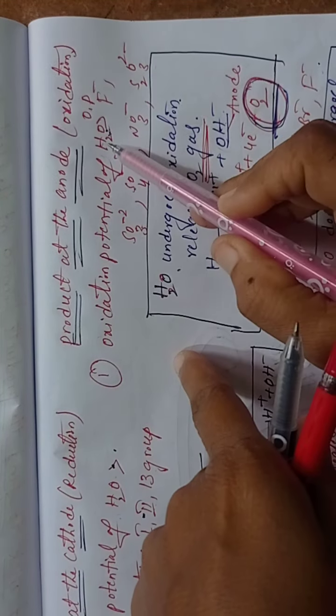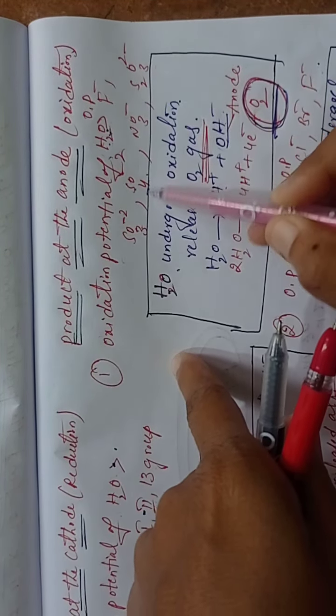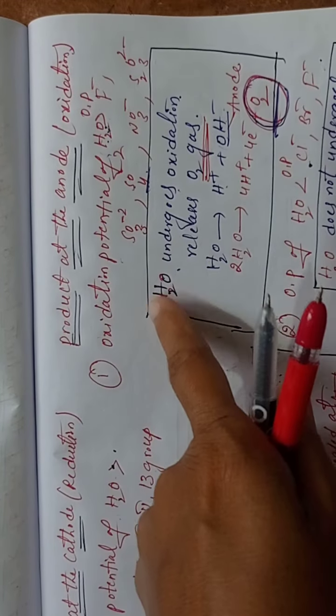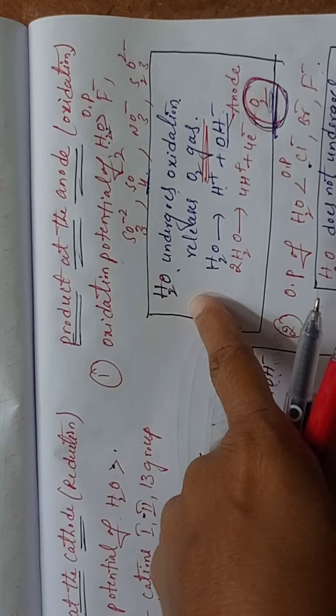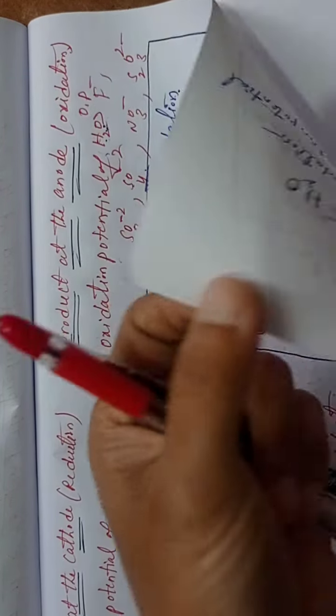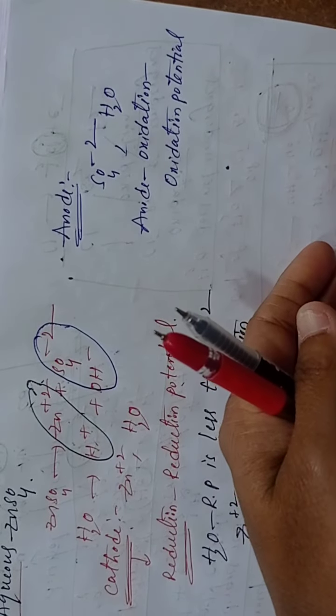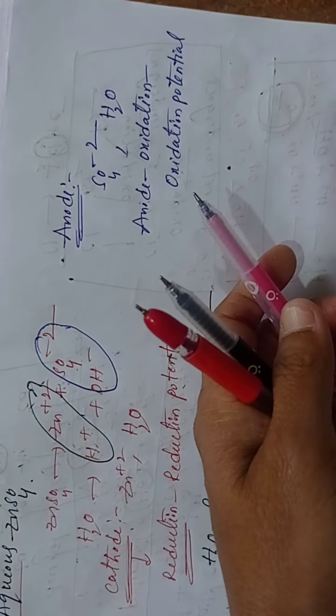Are you clear? Water oxidation potential is greater than sulfate ion. So that's why here water undergoes oxidation. Which gas is released? O2 is released. Are you following? That means the O2 product is deposited.